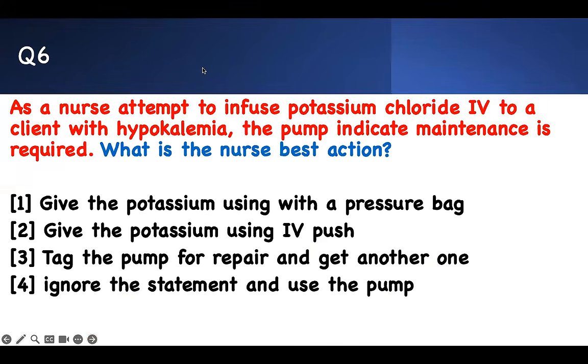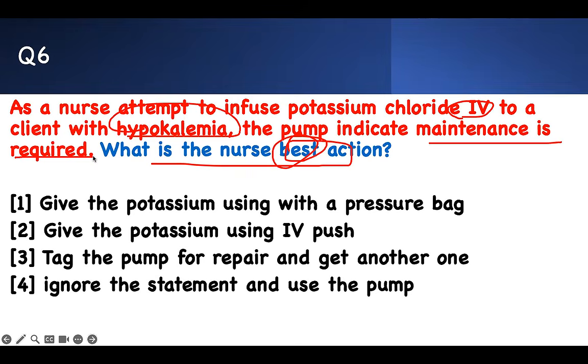Number 6. What is the next best action? Best priority. A nurse attempts to infuse potassium chloride IV to a client with hypokalemia. The pump indicates maintenance is required. We got to maintain you. This is the pump, okay? And the machine said maintenance is required. What would you do? You have to be smart.